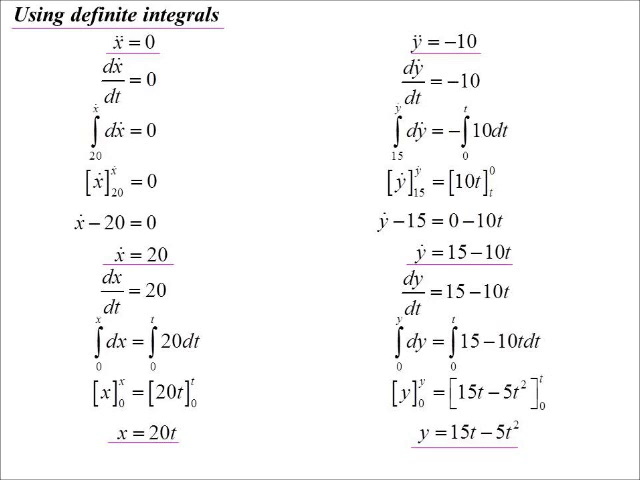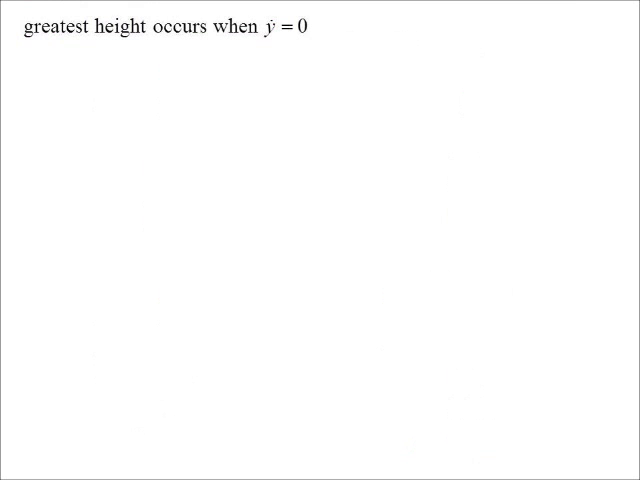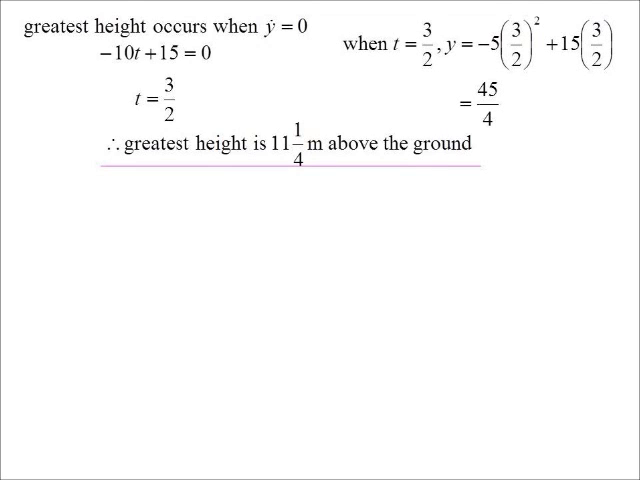All right, let's answer the question. Greatest height occurs when y dot equals 0. So we grab that equation. It's a nice linear equation. So after 1.5 seconds, sub it in to the y value, and we get its height, 45 on 4.